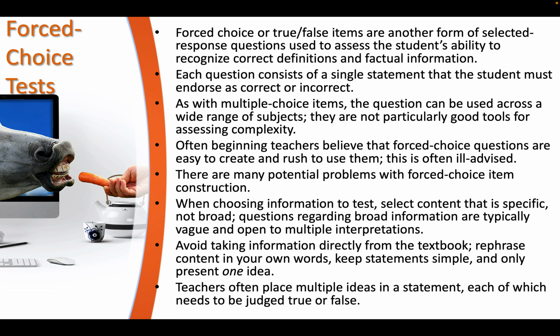When choosing information to test, select content that is specific, not broad. Questions regarding broad information are typically vague and open to multiple interpretations. And of course, that's the biggest problem. You need to create a question that doesn't have multiple interpretations. That's the hard part, that even with multiple choice questions, if it's got multiple interpretations, then you've made a mistake.